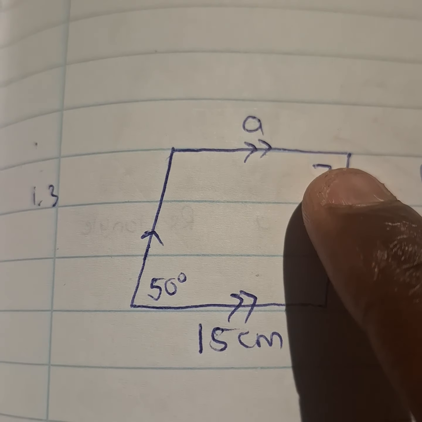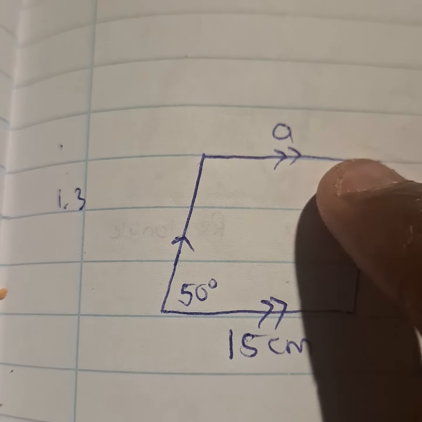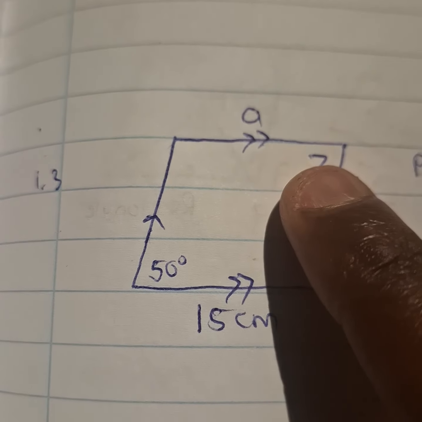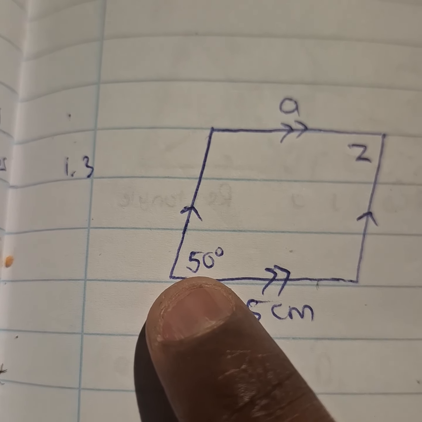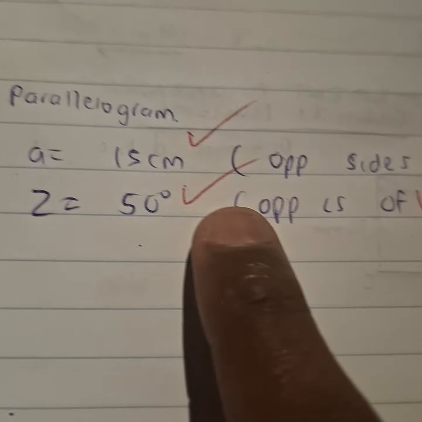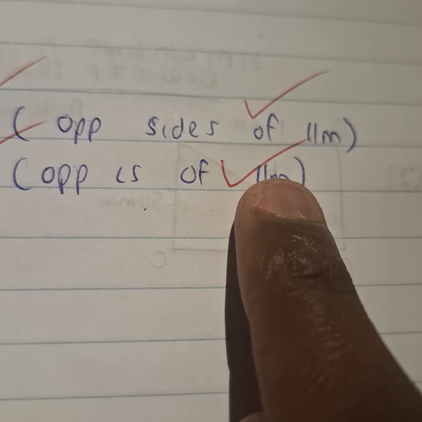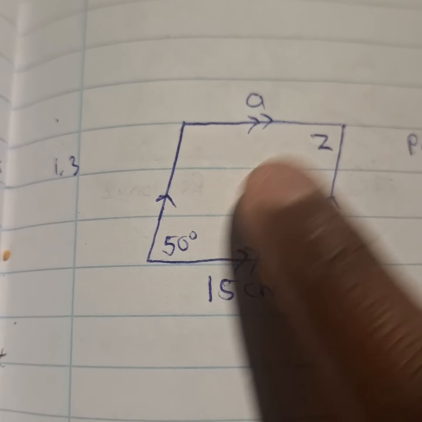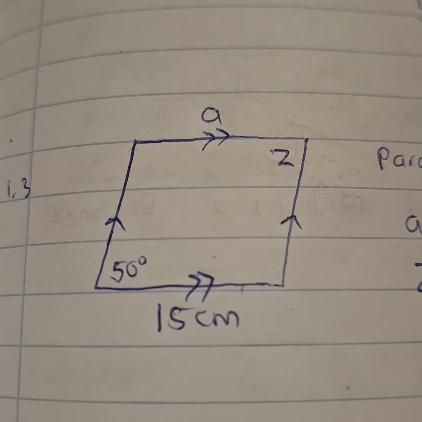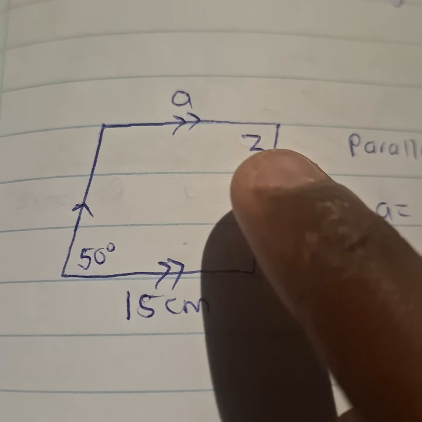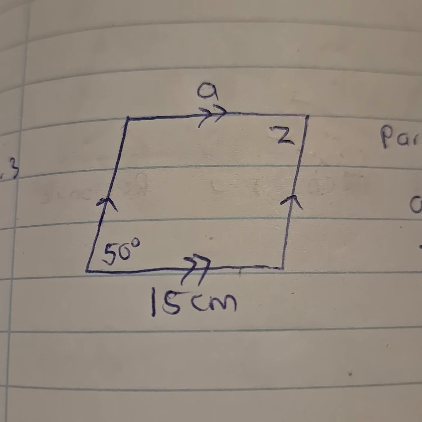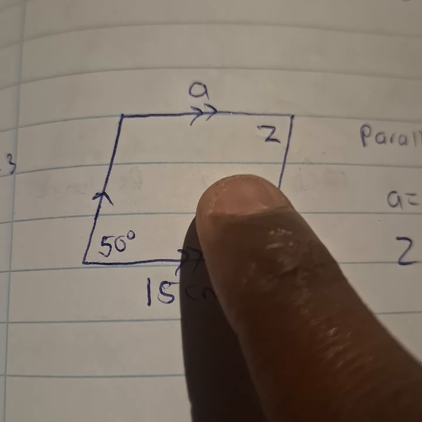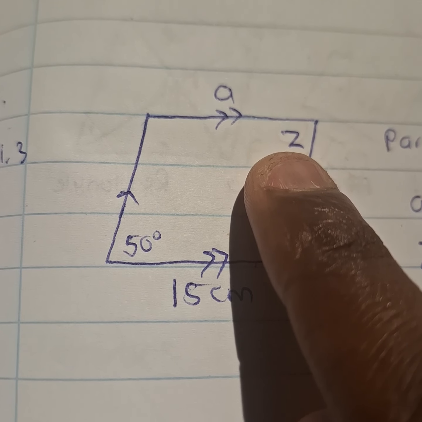Then if we look at the angles, we want to calculate Z and we want the value of A. So what is the angle Z? Since this is a parallelogram, we can say Z is equal to 50 degrees. What's the reason? Opposite angles of a parallelogram. That is something we've just deduced from the theorem statement: for a parallelogram, the opposite angles are equal. So that's why we say Z is also 50 degrees. The reason: opposite angles of a parallelogram.